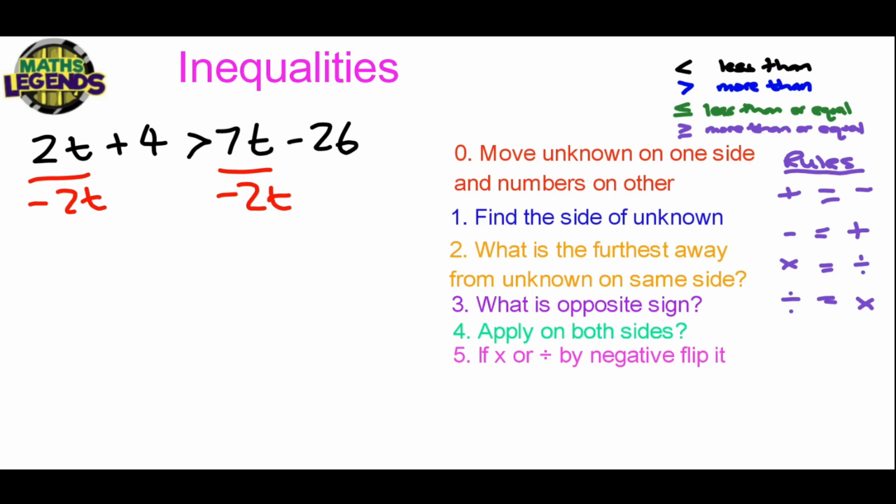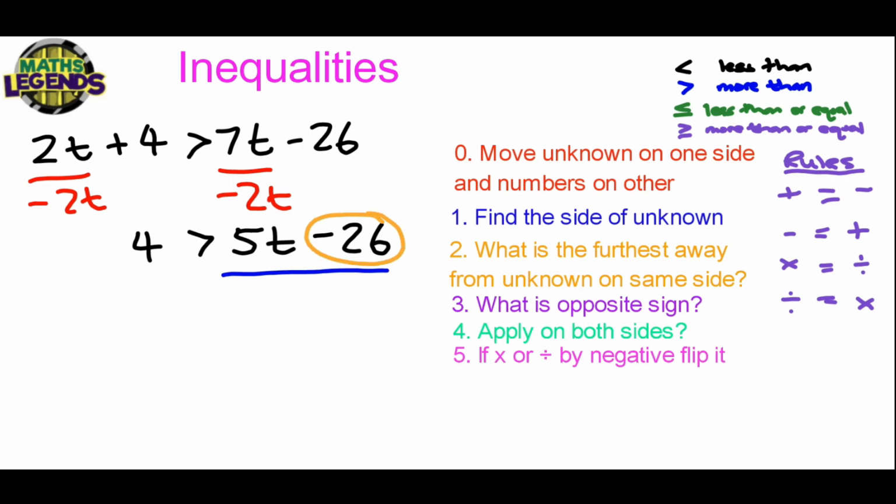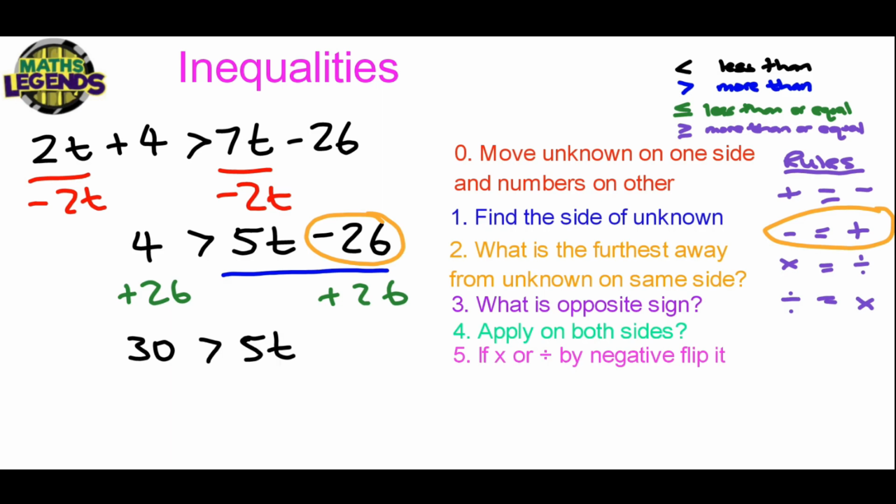Then we simplify. So 2t minus 2t is 0, plus 4 is just 4, greater than 7t minus 2t is 5t minus 26. Now, we didn't flip the sign, as we didn't multiply or divide by a negative. Now that the unknown is on one side, it's on the right hand side, we look to remove what's furthest away. So here it's the minus 26. So we're going to use this rule here. So we add 26 on both sides. We then simplify. 4 add 26 is 30, greater than 5t. And the minus 26 plus 26 cancels.